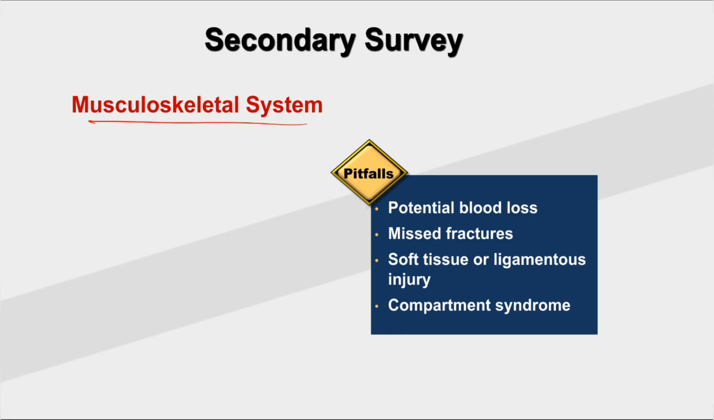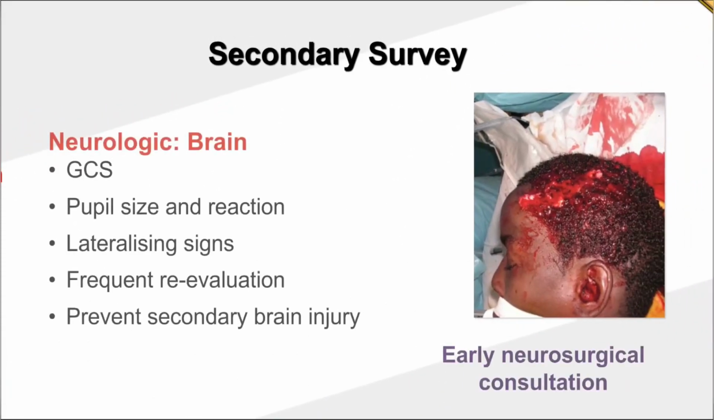In the musculoskeletal system, potential blood loss might happen. For example, in a fracture of the femur, each femur may lose 1.5 liters of blood. Missed fractures, soft tissue or ligamentous injuries, compartment syndrome. So you have to examine the musculoskeletal system in a very detailed way in the secondary survey.